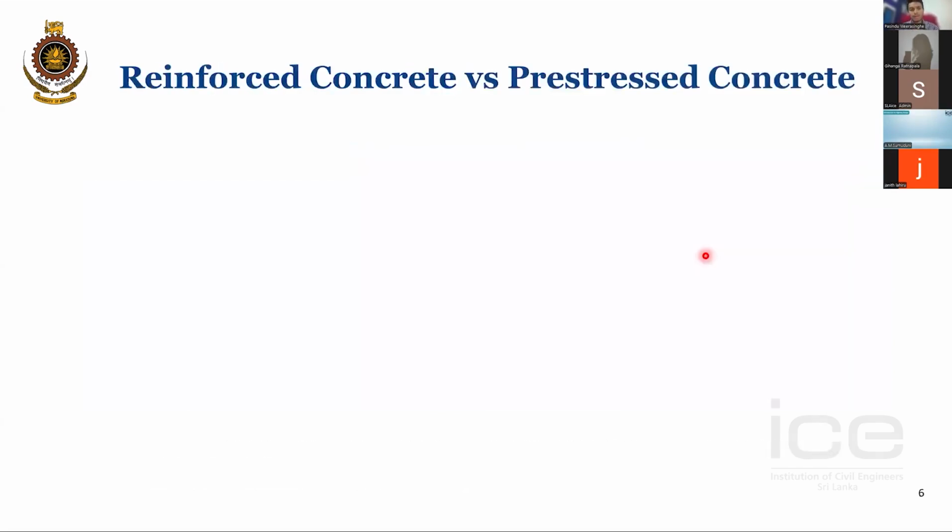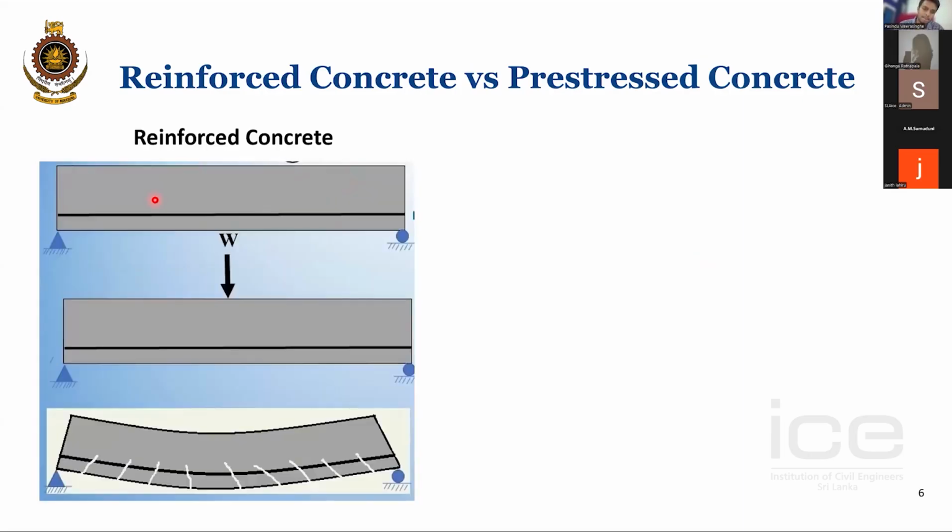So if you look at the difference between reinforced concrete versus pre-stressed concrete, I hope every one of you is aware of reinforced concrete. Now in reinforced concrete, you apply just the normal reinforcement at the tension zone. Let's take a very simple case, a simply supported beam, and the reinforcement is going below the neutral axis like this. And when you apply the load, it will deflect downwards.